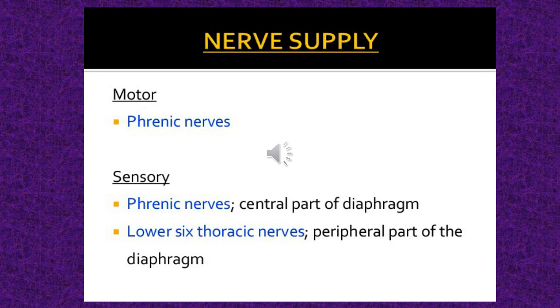The phrenic nerves are the sole motor nerves to the diaphragm. Sensory supply: the phrenic nerves are sensory to the central part of the diaphragm, and the lower 6 thoracic nerves are sensory to the peripheral part of the diaphragm.